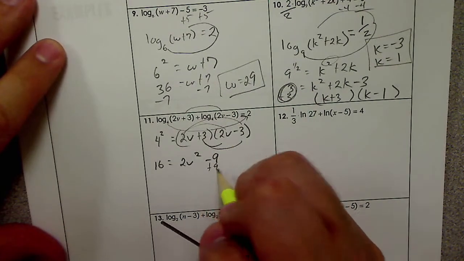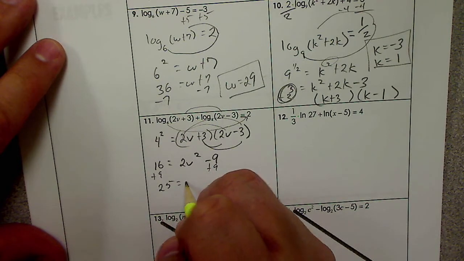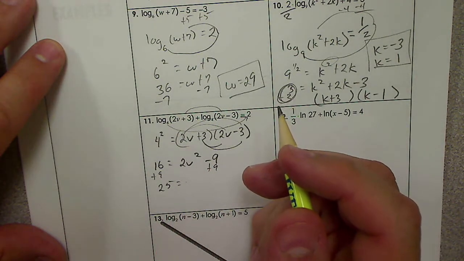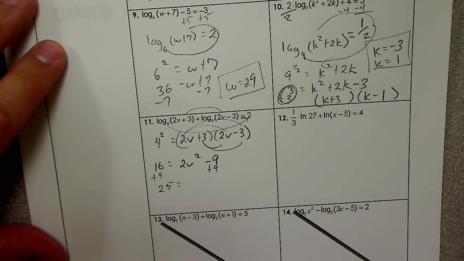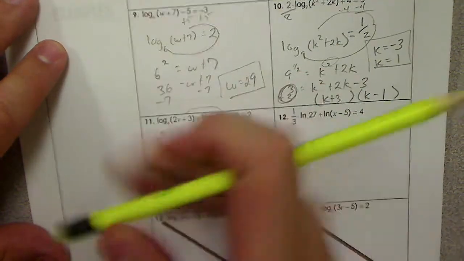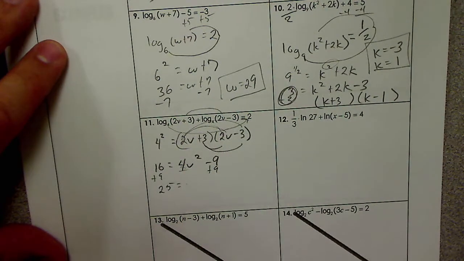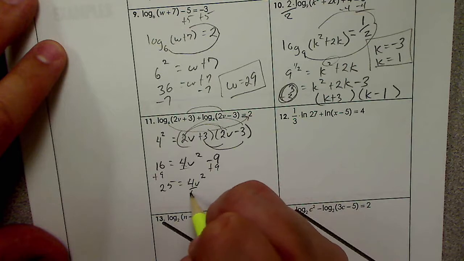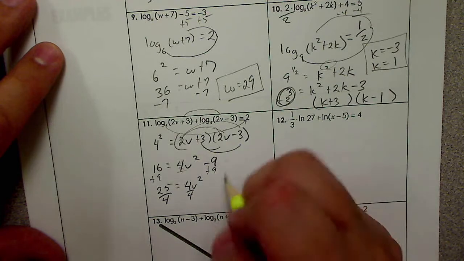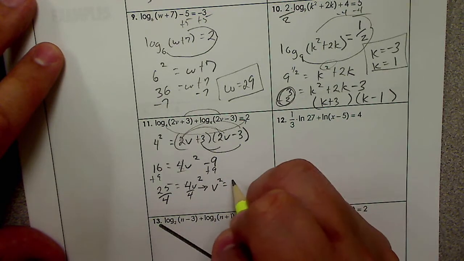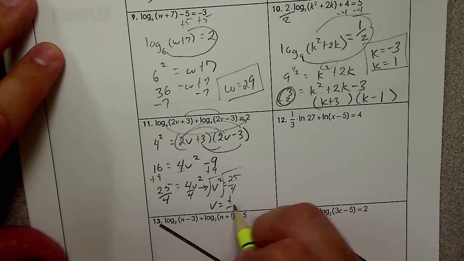I'm going to add 9 to both sides. Oh, hold on. This is not a 2. This is a 4. Why? 2v times v is 4v squared, not 2v squared. So 4v squared, divided by 4 on both sides. Okay. So v squared is equal to 25 over 4. If I square root both, I get v is equal to plus or minus 5 over 2.